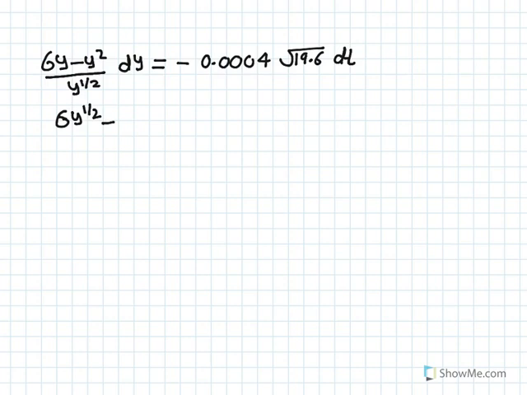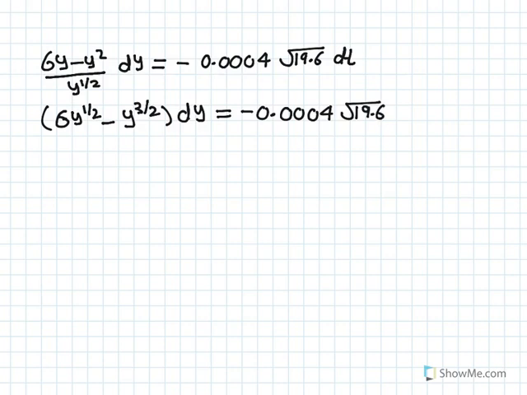Minus y squared divided by y to the 1/2. 2 minus 1/2, that's 3/2. Y to the 3/2 dy is equal to minus 0.0004 root of 19.6 dt. So now we're able to integrate both sides.